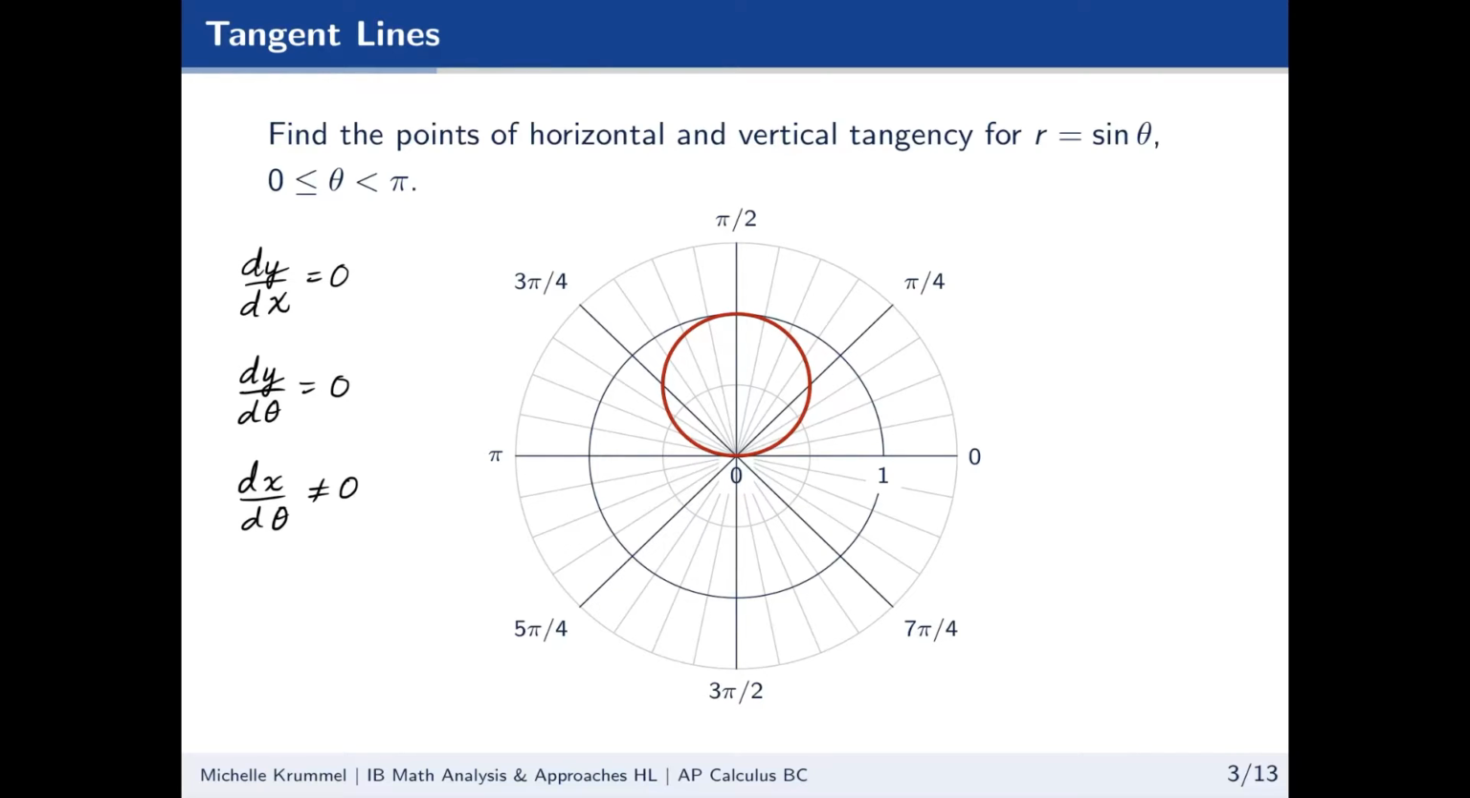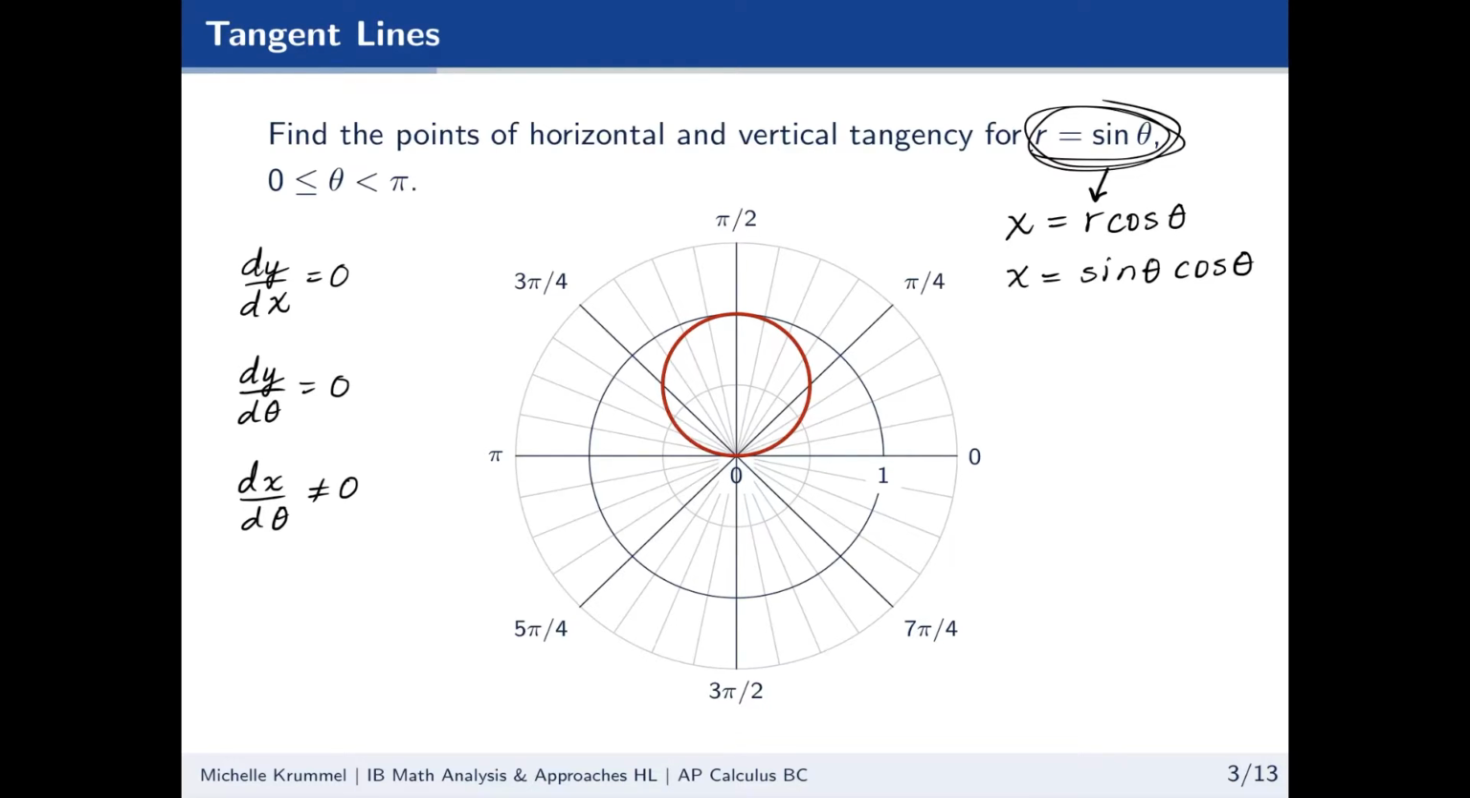In order to find dy d theta and dx d theta, we're going to have to write expressions that are equal to x and equal to y. So we need to use that conversion formula to say x equals r cosine theta. And then here, we know what r is. r is sine theta, so we're going to substitute that in for the r. So x is equal to sine theta cosine theta. And now that I have x defined in terms of theta, I can find dx d theta.